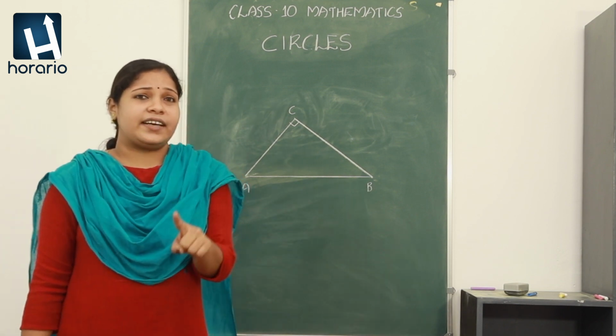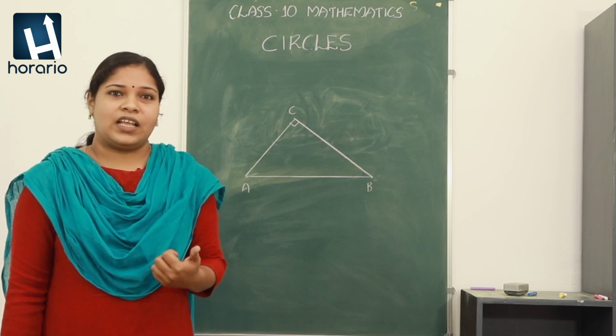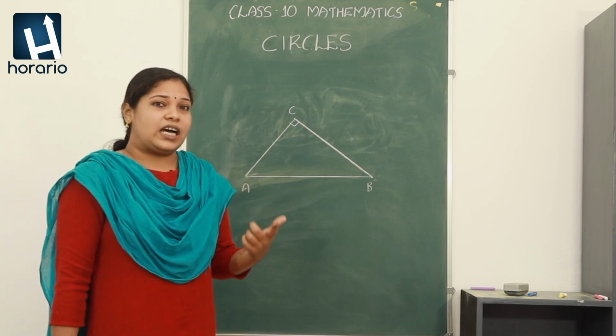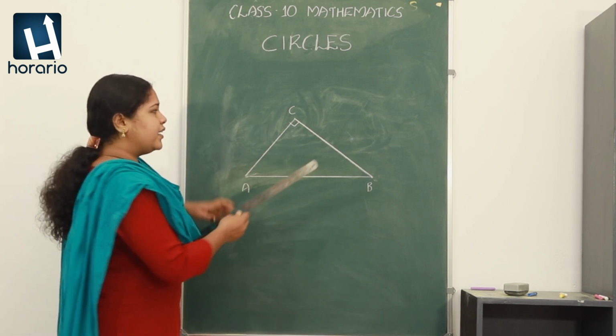Is this the only triangle with AB as hypotenuse? Can we draw any other triangle? Just try, can you draw any other triangle with this AB as hypotenuse? Let us draw one more.